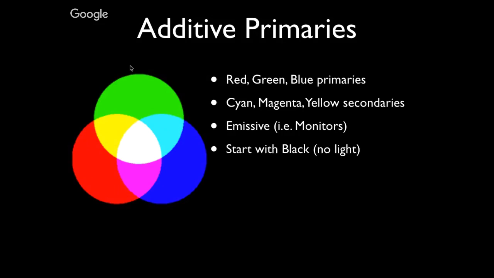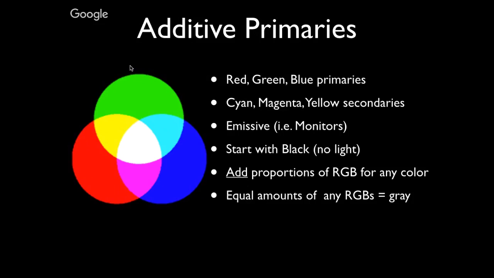Additive. You start with black. You start to add energy to achieve color. So if you add proportions of any RGB, you can achieve any color. Equal amounts, and this is huge. This is really important for us in Photoshop. This is how we just did the color balancing in Photoshop.